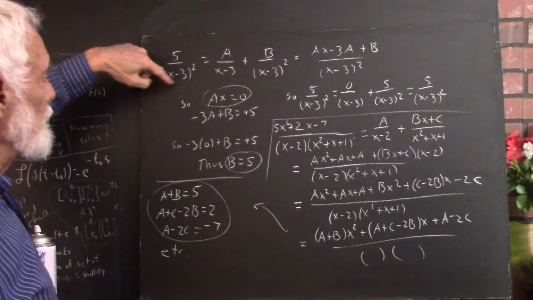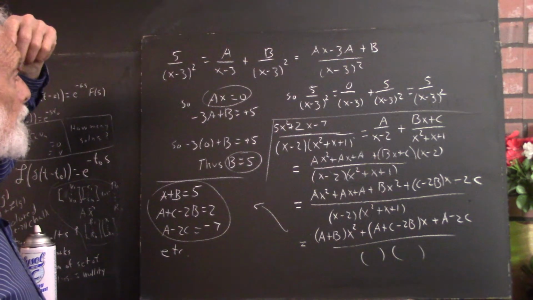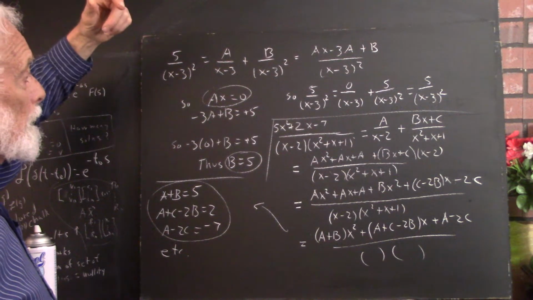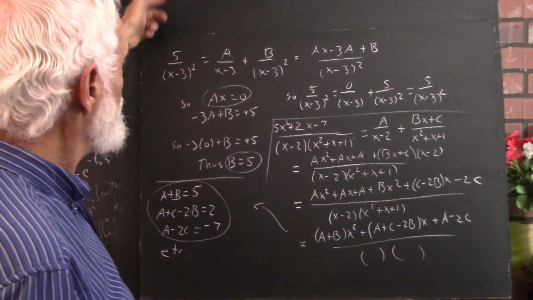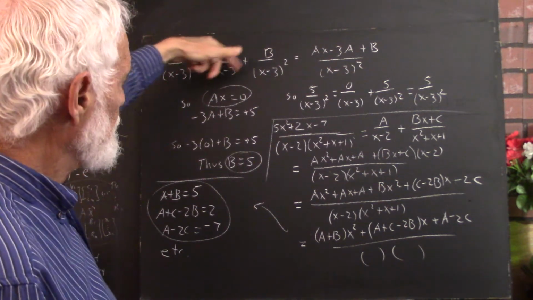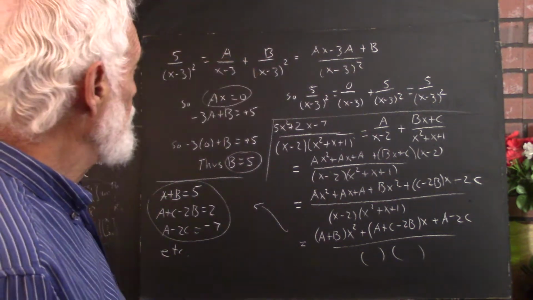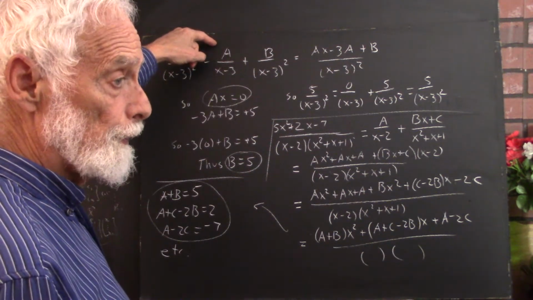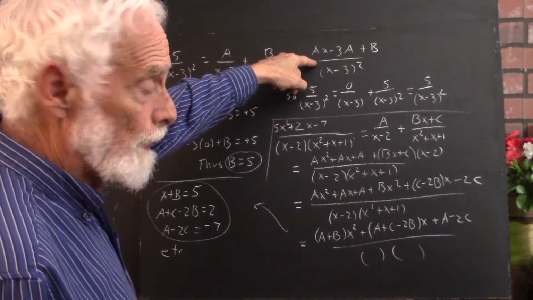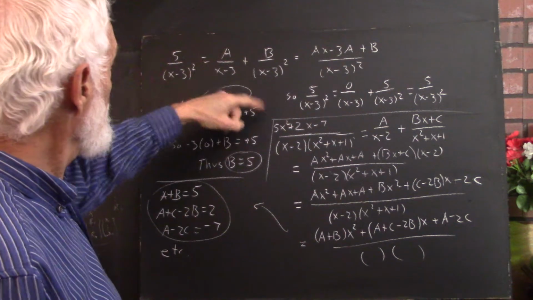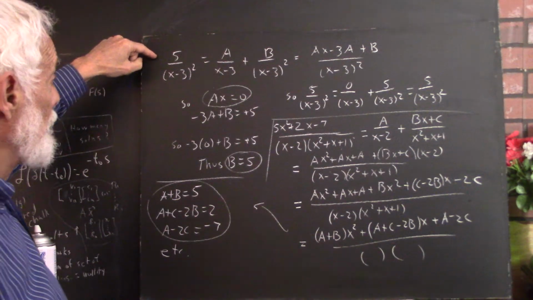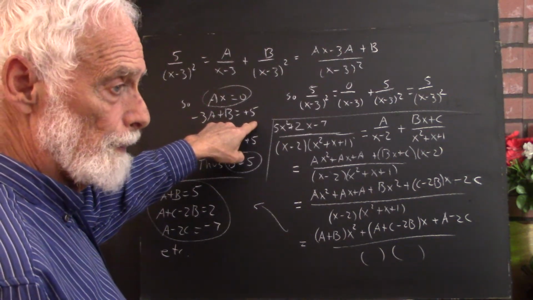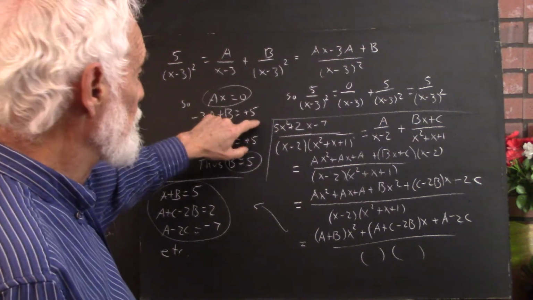Okay, we have 5 over (x minus 3) quantity squared. That equals, we could try to break this down as a over x minus 3 plus b over (x minus 3) quantity squared. We would end up with the conclusion, if we go through the arithmetic, that a x has to be 0 because there's no x term over here. And since a x is 0, your negative 3a plus b is going to equal plus 5. A is 0, so b equals 5.